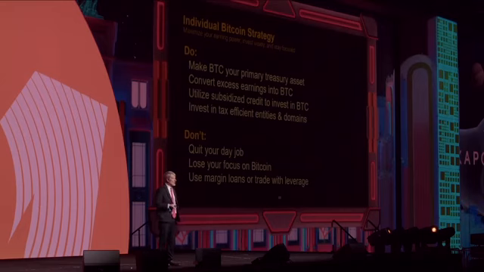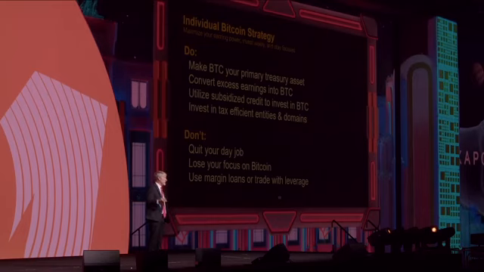How do you make money? Well, let's talk about individual Bitcoin strategy. What should you do? Make Bitcoin your primary treasury asset. Convert your excess earnings to Bitcoin, utilize subsidized credit. If the government will loan you money, borrow the money at cheap rates and buy Bitcoin, and find a tax-efficient way to invest the Bitcoin.